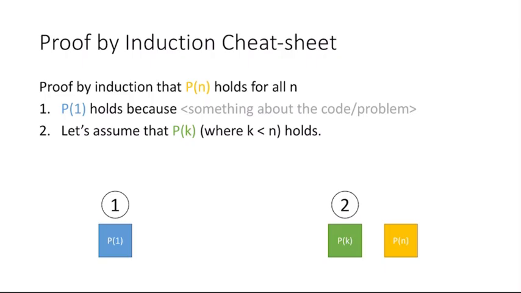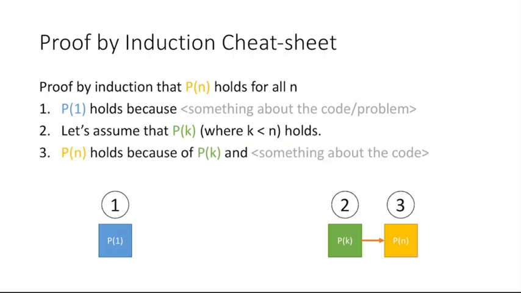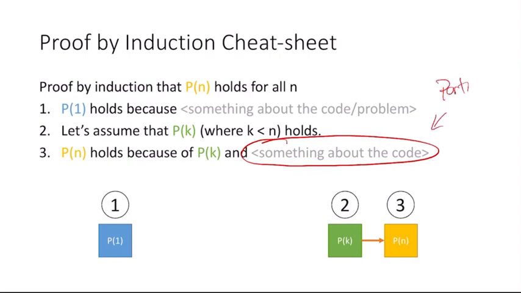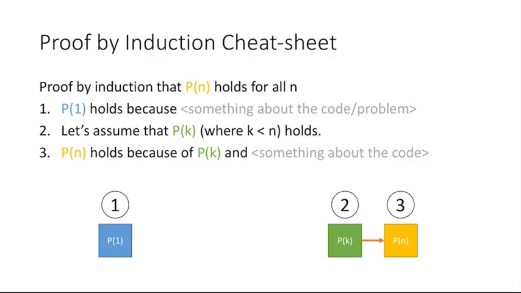Then we're going to assume something about P of k where k is less than n. So we're going to assume that P of k is correct. Then we say that P of n holds because P of k and then something else about the code, the non-base case part of our code. So in fact this will be sort of the partition part of our code, which we've already proven is correct. So this is our general framework. Thus by induction P of n holds for all n.